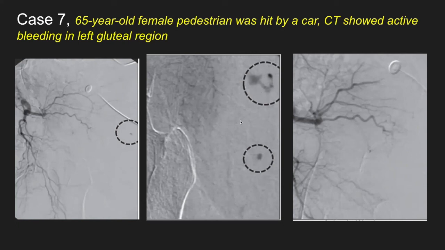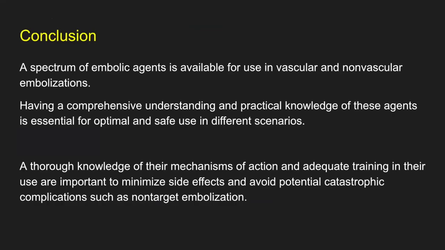So this appeared as multiple bleeding areas. And then they decided to go and embolize the internal iliac artery by using gel foam because they could not get into each and every one of these branches. So, conclusion: a spectrum of embolic agents is available for use in vascular and non-vascular embolization.